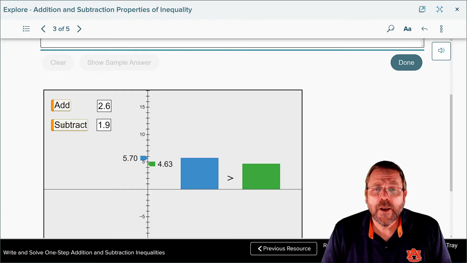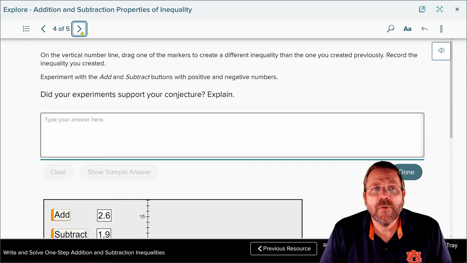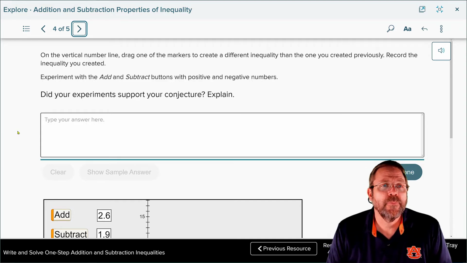You can add or subtract whatever you want from both sides, and it's not going to affect the way that the inequality is laid out. The alligator is not going to turn around and bite the person behind them. It's always going to stay the same.